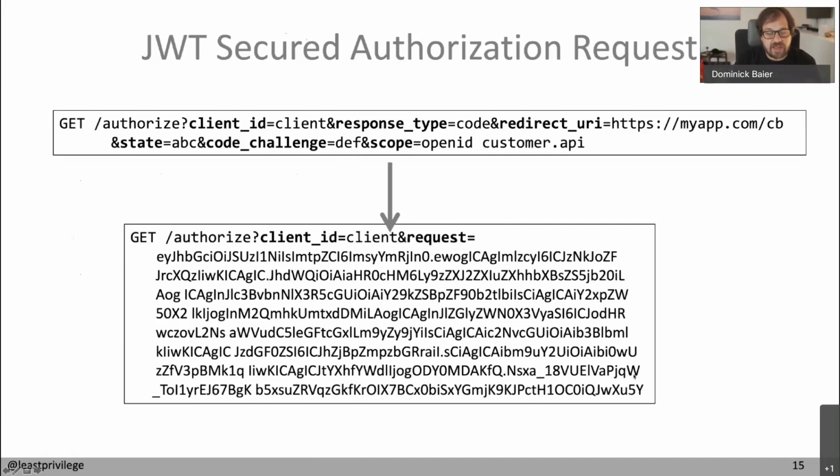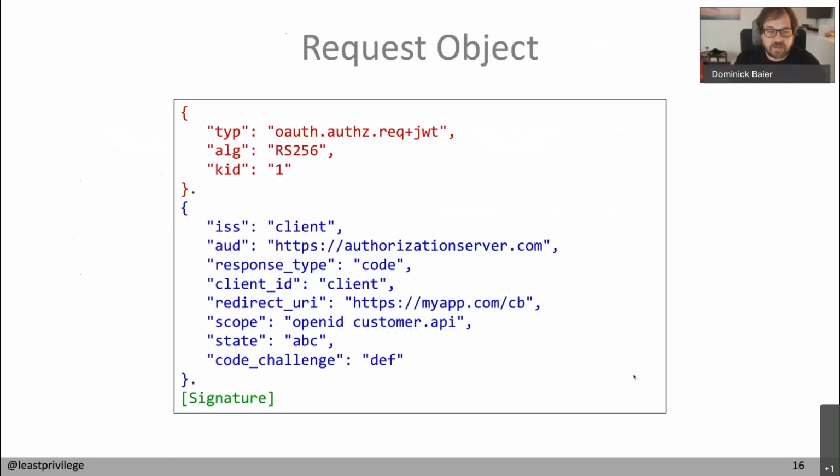So if we look inside the JSON Web Token, that's how it looks. It basically has the things that used to be on the query string as key-value pairs inside the JSON Web Token. And that is pretty cool. As I said, it's not hard to implement this, and it gives you nice security properties.